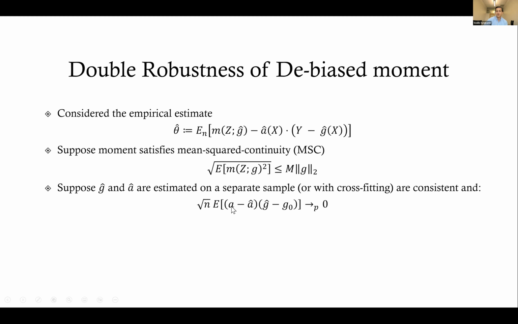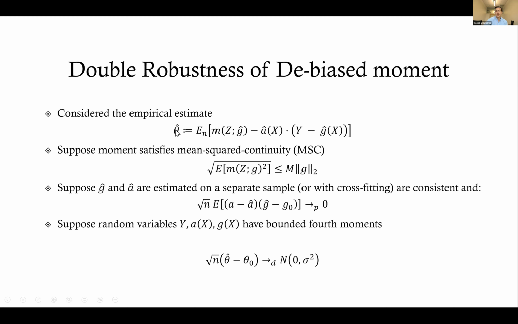So this is a form of double robustness, where either A minus A hat, for instance, is fast enough, or G hat minus G naught is fast enough, or their product should be 1/√n. This, for instance, will be satisfied if both of them decay as n to the minus 1/4. Then you can show that this empirical estimate is going to be asymptotically normal, and hence you can construct confidence intervals based on that asymptotically normal characterization.